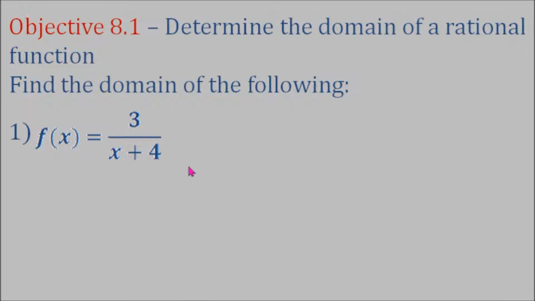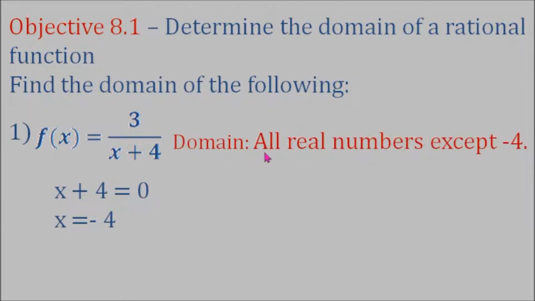Take note that rational functions cannot have a denominator equal to 0. So to find the domain of this function, we are going to find the value of x that will make the denominator 0 and exclude it from our domain. To do that, we are going to equate the denominator to 0. So we have x plus 4 equals 0. Subtracting 4 from both sides, we have x equals negative 4. So therefore, our domain is all real numbers except negative 4.